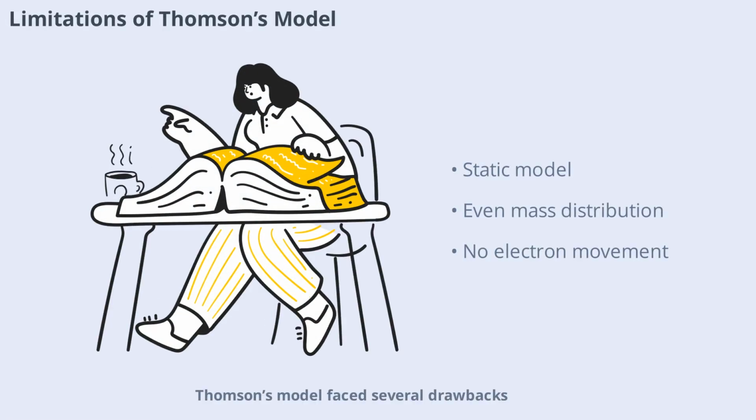Thomson's model faced several drawbacks. The mass of the atom was considered to be evenly spread, and it was a static model, not reflecting the movement of electrons. This model couldn't explain the nucleus or the behavior of electrons in different energy states. These limitations led scientists to search for a more accurate representation of atomic structure, which brought us to Rutherford's experiments.